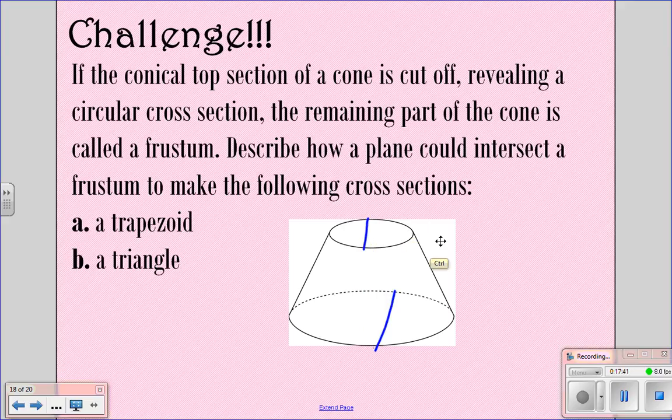Okay? For a triangle, it's going to be a plane that's tangent to the smaller circular base, and it cuts down through the second one. So if we put it right here, and then it's going to go over to here, that would make a triangle there. So it would need to just touch at the top and then go somewhere through the bottom base. Okay? So hopefully that makes a little bit of sense for you.